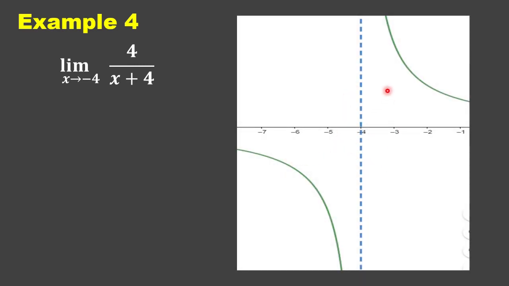So there is a vertical asymptote at x equal to negative 4. As we move closer to negative 4 from the right, we have positive infinity, and as we move closer from the left of negative 4, we have negative infinity, or f of x decreases without bound. So therefore, this would be DNE.